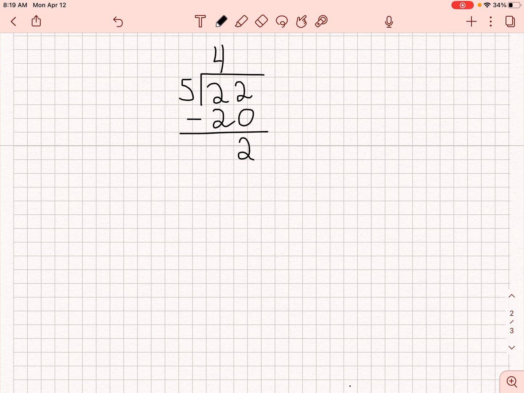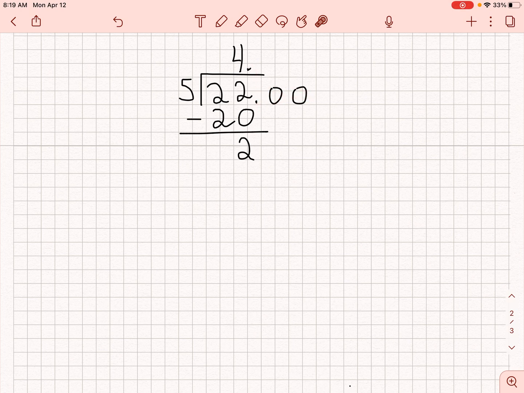And the next step would be bring down, but there's nothing to bring down over here. So I'm going to add a decimal to my answer. This 4 really should be right here. There we go. Add a decimal to my answer. Add a decimal to the dividend. And a couple zeros. Pause. That's the important step. If there's nothing left to bring down, add a decimal to the answer and the dividend and add a couple zeros.